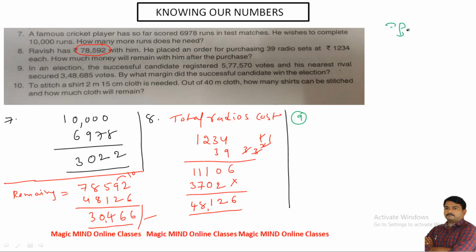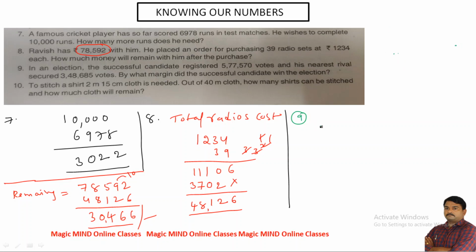For example, you take one person. So one person is there. This one person is getting 5,77,570 votes. And one more person is there. He is a loser. He is getting 3,48,685. So how much majority did he win? Simply what you have to do, you have to subtract these votes. Successful votes minus loser votes, you are going to get the majority.